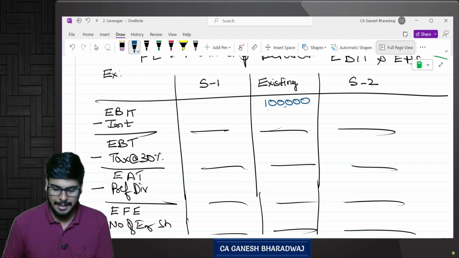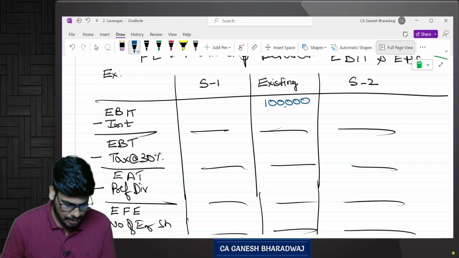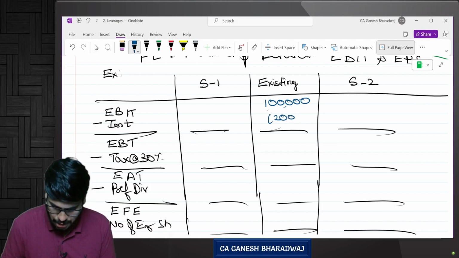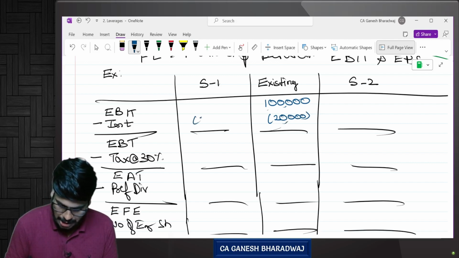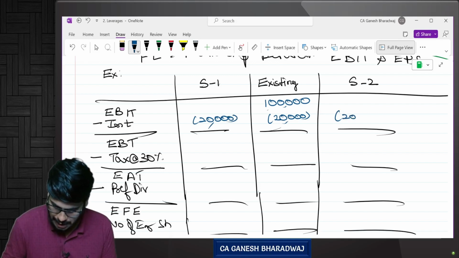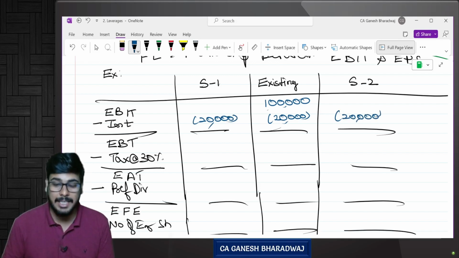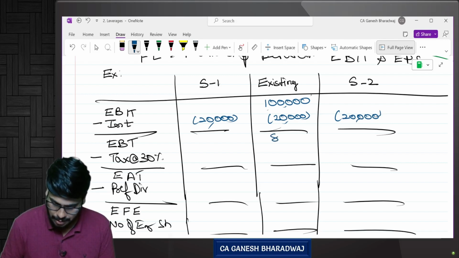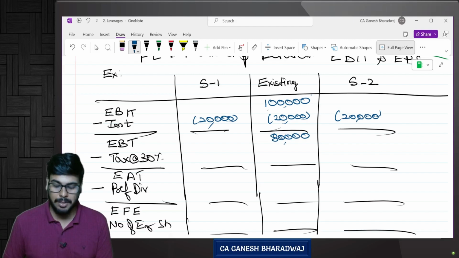Now, minus interest. Let us say the interest is going to be 20,000. Will this change? No, it's a fixed financial cost. So whether it is situation 1 or situation 2 or the existing situation, this will not change. So what is the current earnings before tax? 1 lakh minus 20,000 gives you 80,000.